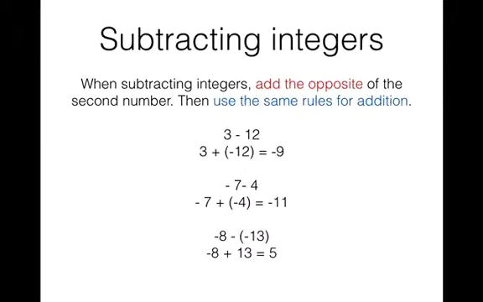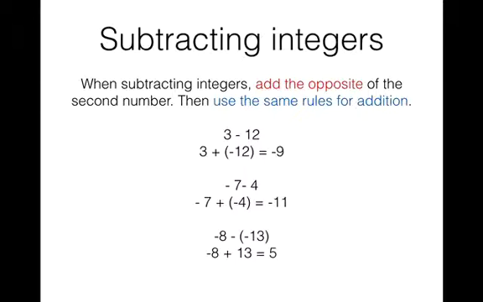Now, subtracting integers, there's this pretty simple rule with this one. When subtracting integers, you add the opposite of the second number. Then use the same rules for addition. So if you have a 3 minus a 12, the 3 stays the same. The 12 changes to a negative 12, and then you add it instead of subtracting 12.